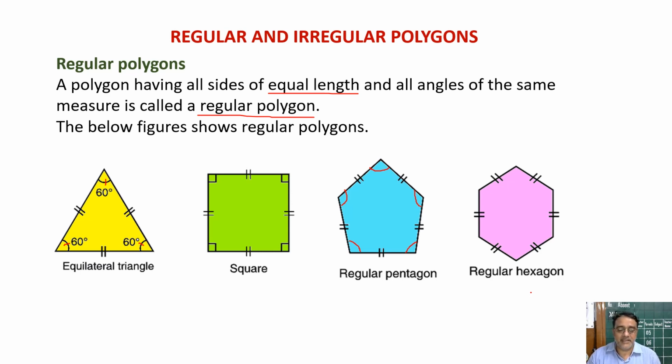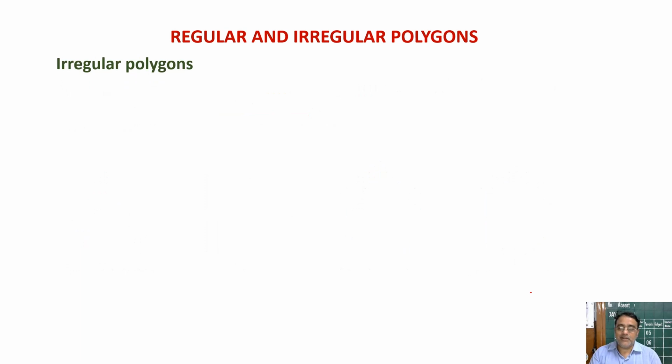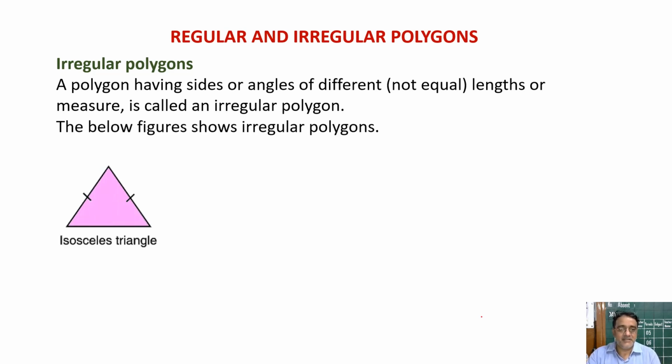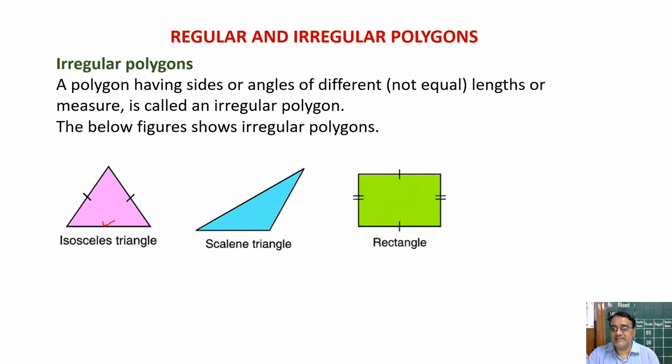Now we are moving towards irregular polygons, in which all sides are not of equal length and all interior angles are not equal. Okay, so see this figure. This is an isosceles triangle. Only two sides are equal. The third side is not equal. And scalene triangle. Okay, all sides are not equal. And rectangle. See, rectangle में length और breadth equal नहीं है यहाँ पे. And this is a pentagon, an irregular pentagon, because this side is shorter than this side. So these are a few examples of irregular polygons.